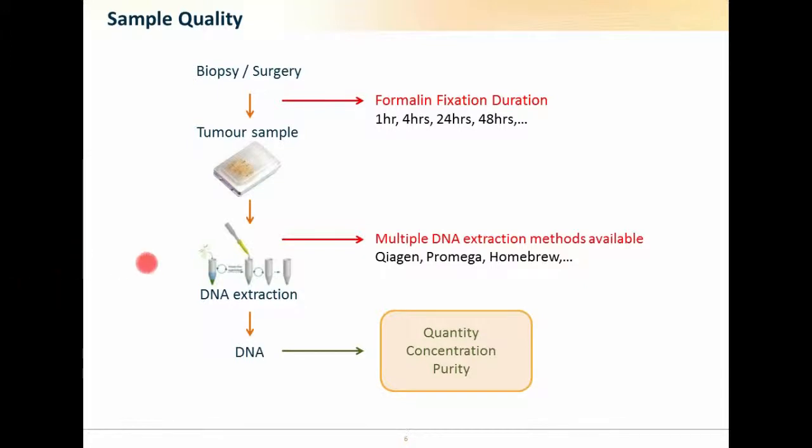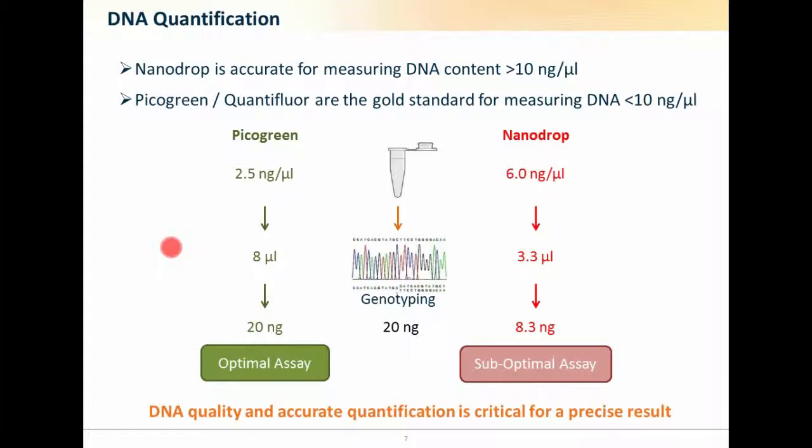To also play into this, you have a number of different DNA extraction methods available, and you can get them from QIAGEN, from Promega. You can have homebrew methods, and all these different kits have slightly different chemistries, and that will then provide you with DNA with slightly different levels of quality in terms of the DNA quality.